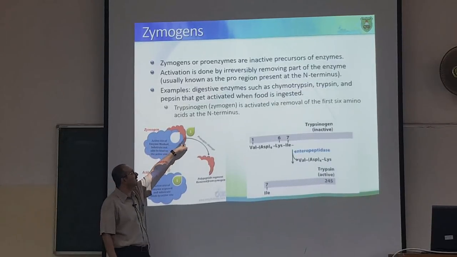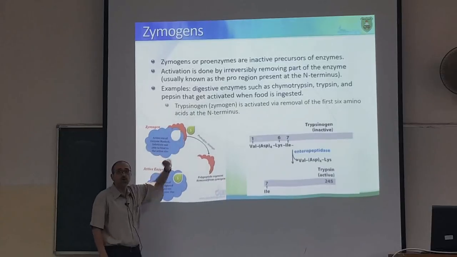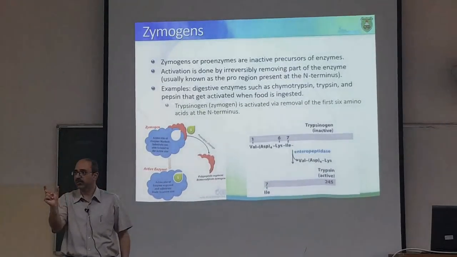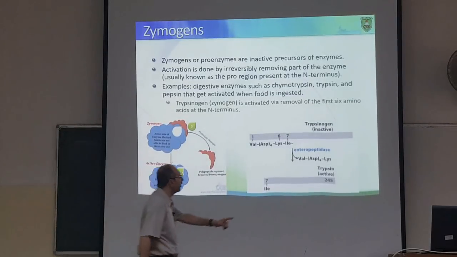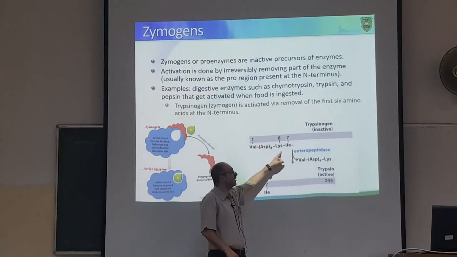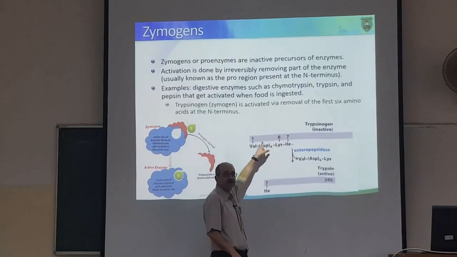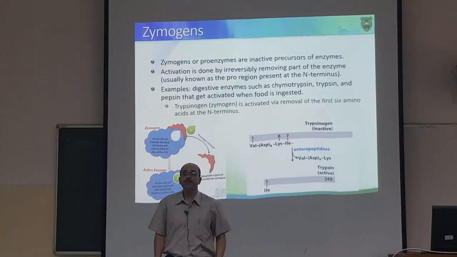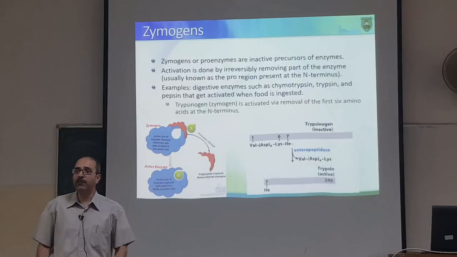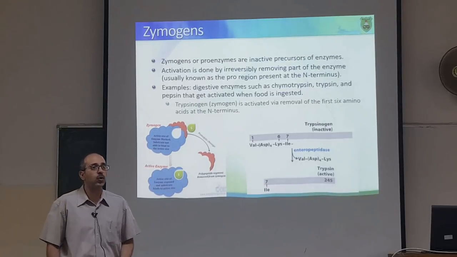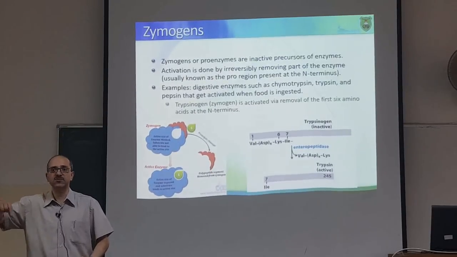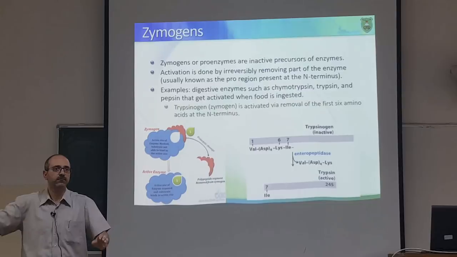The higher region that gets cleaved off usually is part of the N-terminus of the protein. Okay? It's part of the N-terminus of the protein, and it gets cleaved off. This region is the pro region. And when you hear pro enzyme, it means zymogen. When you hear pro region, it means this region that does inactivation of the enzyme, that must be cleaved off in order to activate the enzyme. Okay?